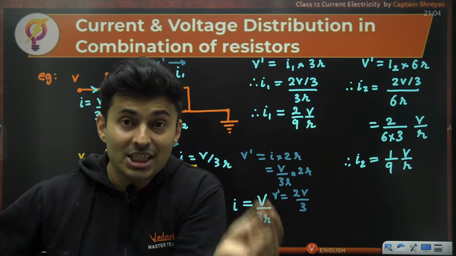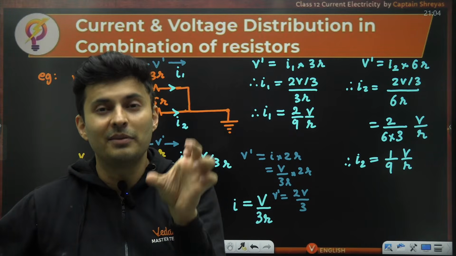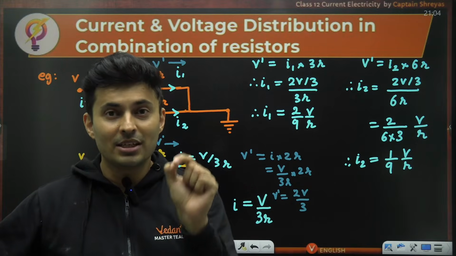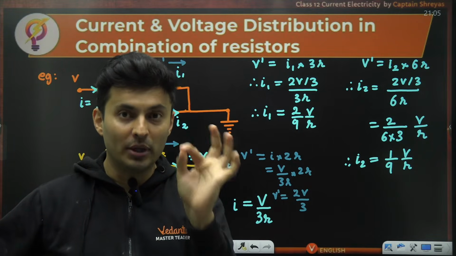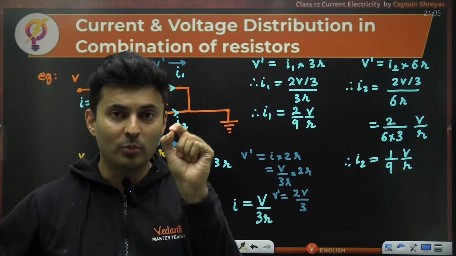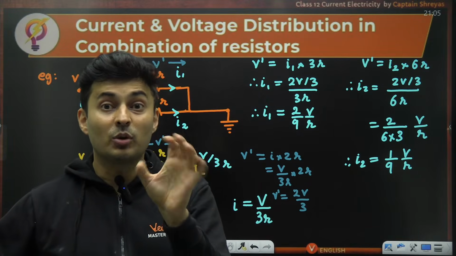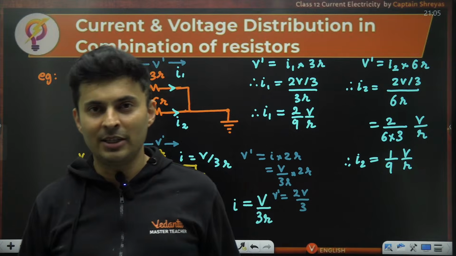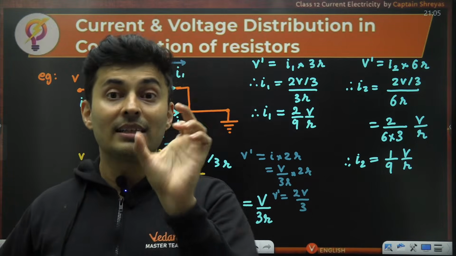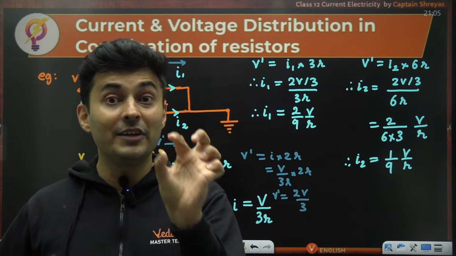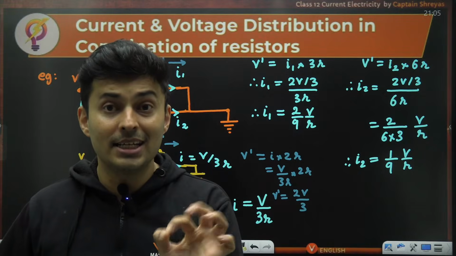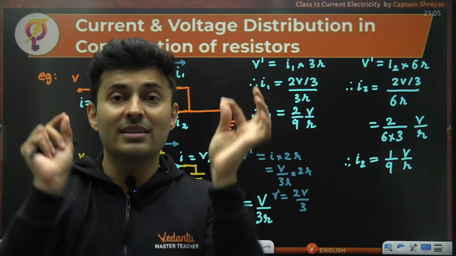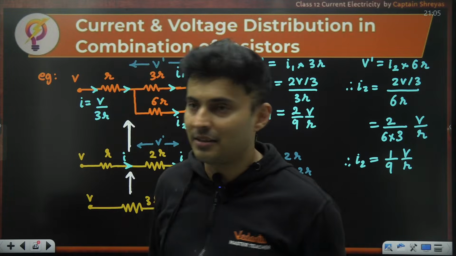But potential is different from potential difference. Potential means actual voltage, volts, at a point, potential at a point. Whereas potential difference means the difference of the two voltages, V1 minus V2. So in Ohm's law, that V is equal to IR. V is never the potential, it is always the potential difference across the two ends of the resistor.